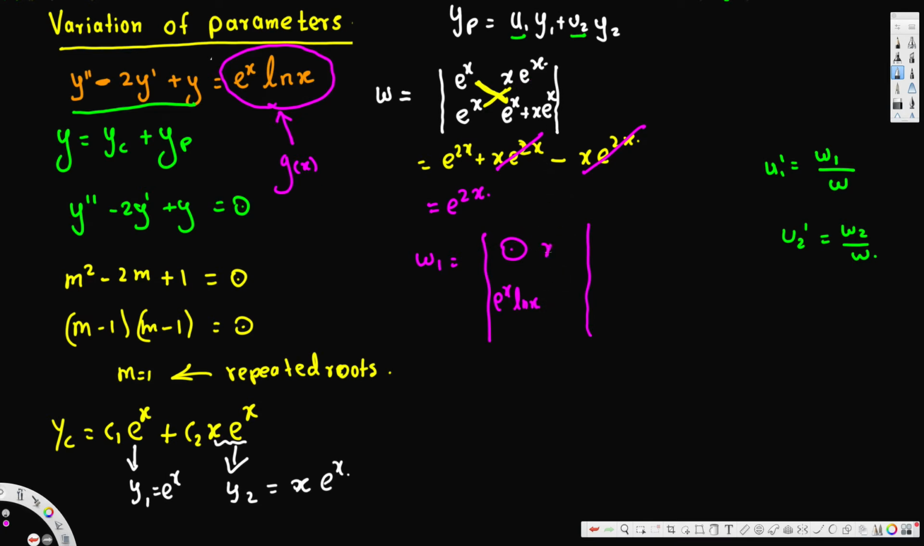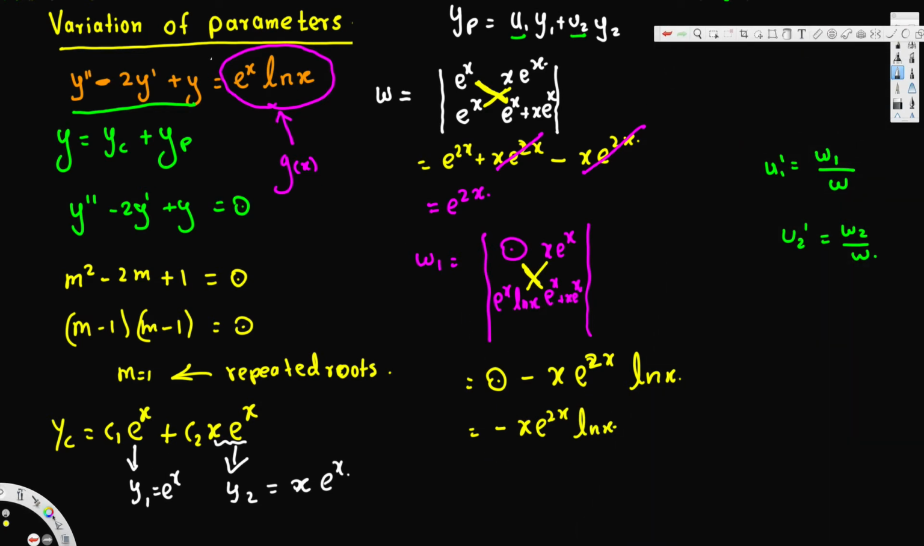The second one is going to be x e^x, and the derivative of that one is e^x plus x e^x. Now again we have to find the determinant. 0 times this, that's going to be just 0, and minus this, minus x e^x times e^x ln x, that's x e^(2x) ln(x). Now this is the only thing that's going to remain, minus x e^(2x) ln x. This is our W1.